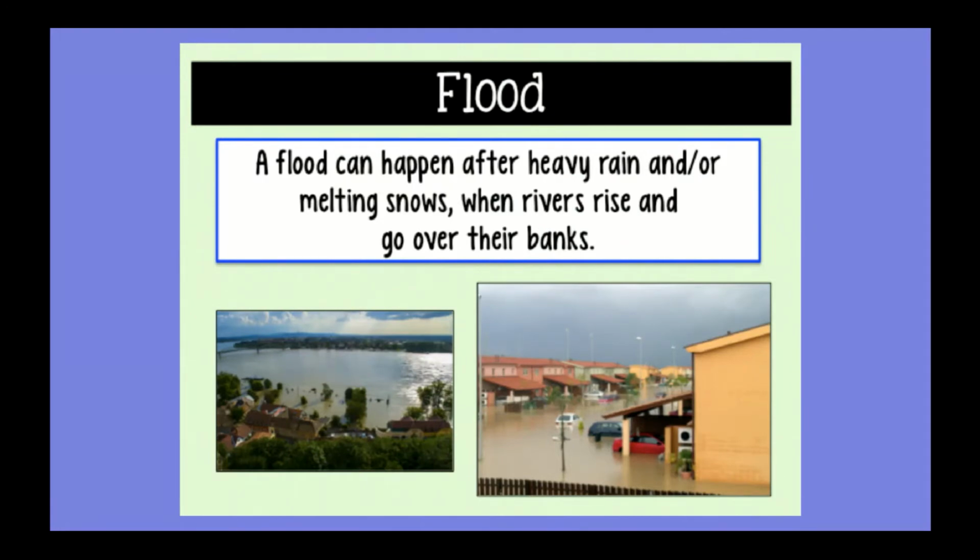All right, so let's talk about some examples of disaster weather. A flood. Floods can happen after heavy rains and or melting snows. Floods occur when rivers rise and go over their banks. Parts of the country that typically flood are usually along the coast, as well as some inland areas that tend to have lots of lakes, rivers, or swampy areas. So you might know that just these past months, parts of Texas and Louisiana were flooded after heavy rains.